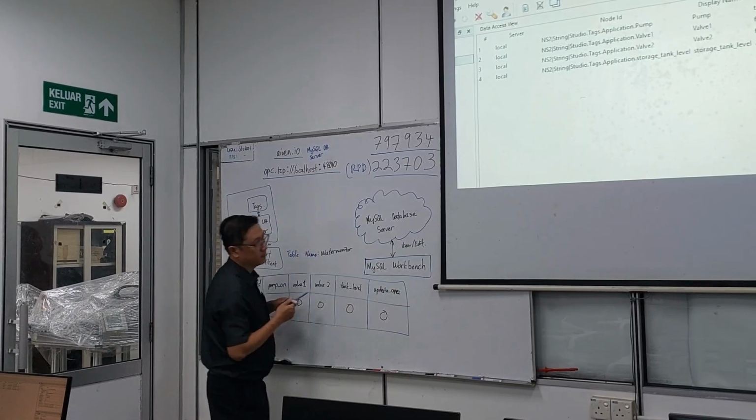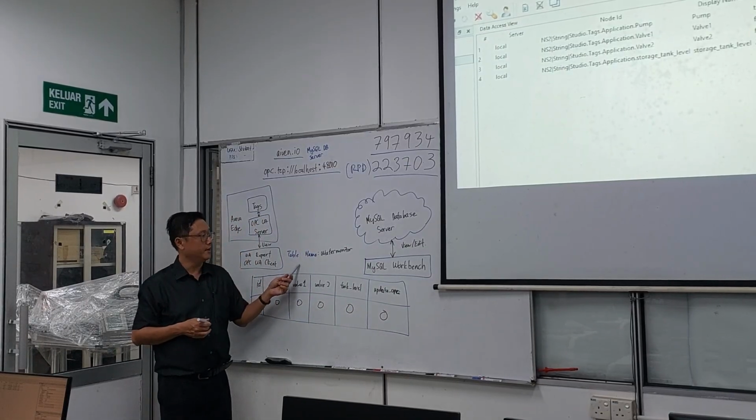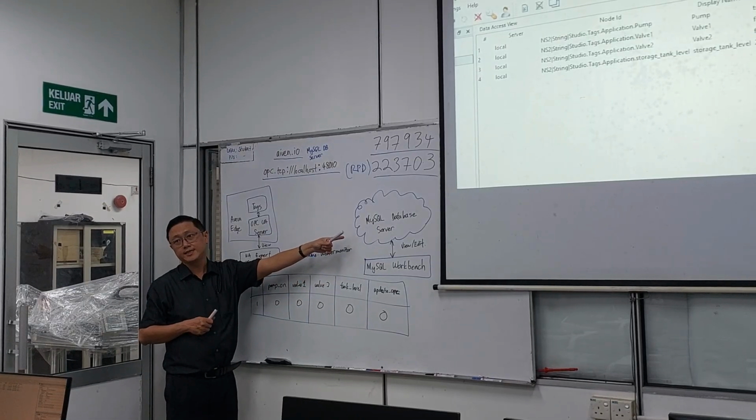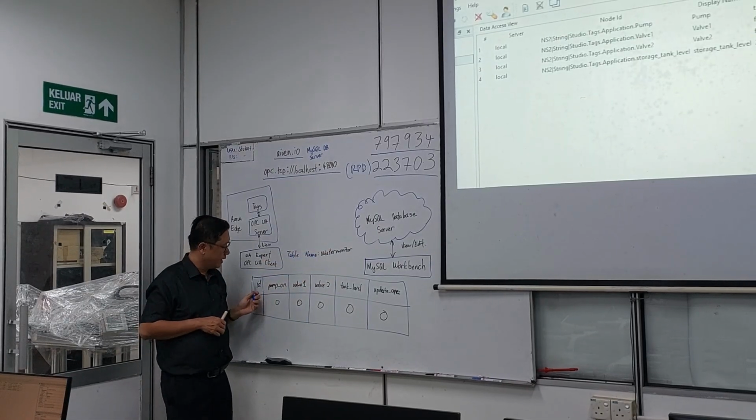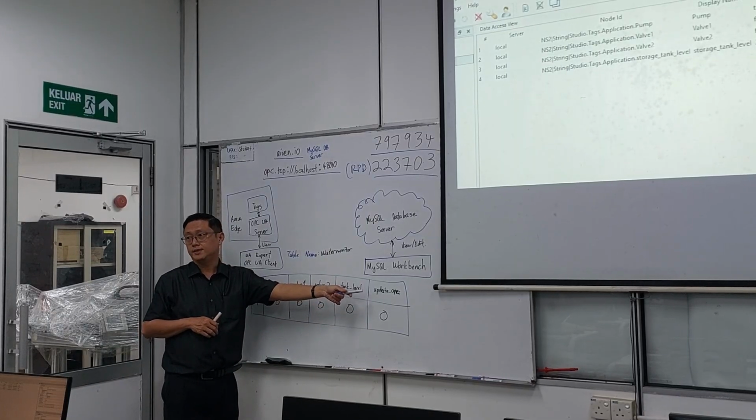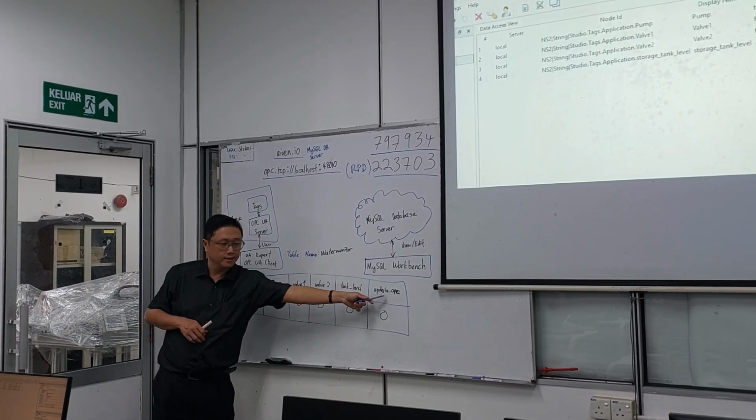So we're going to create a table called water monitor in the MySQL database server. So we have this ID, pump on, tank level, and update PC. Make sure the underscore is there.